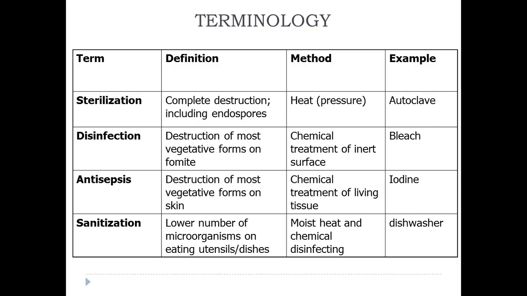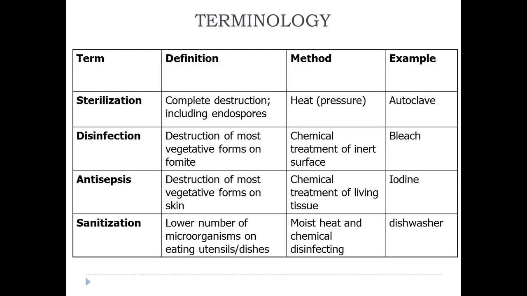Antisepsis is the removal of pathogens from external living tissue. It's a treatment directed at living tissue. Antiseptics are chemical agents that can be safely used to destroy microorganisms or to inhibit their growth. An example of this would be iodine or Neosporin.